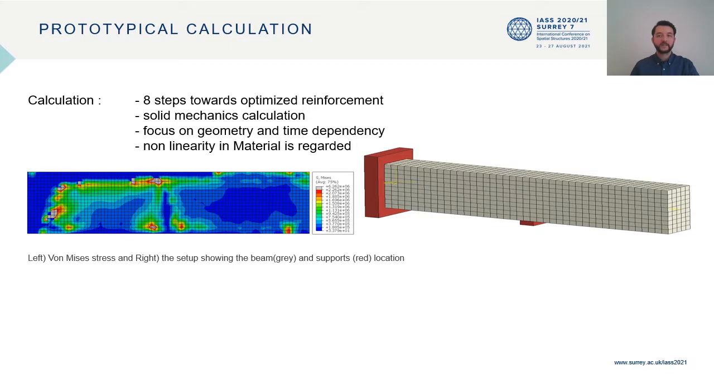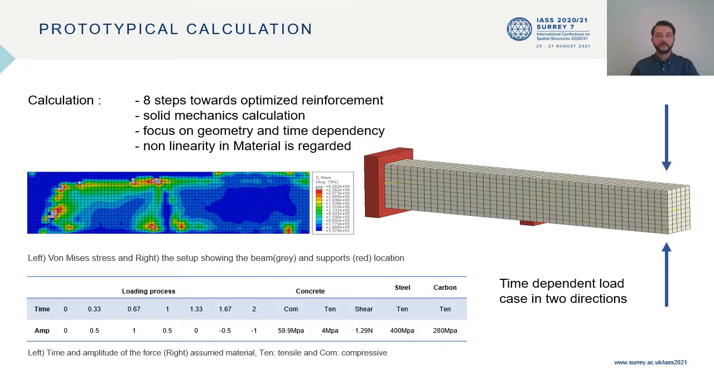As an example, we calculated a cantilever beam with a one-direction support in the middle and one fixed support on the side. The approach we are introducing is separated into 8 steps and uses solid mechanics calculation. Furthermore, it is focused on the geometry and time dependency of the load application, and the non-linearity of the material is regarded. The investigated load case works in 2 directions and, as shown in the table, is measured in different times during the application additional to a load change.